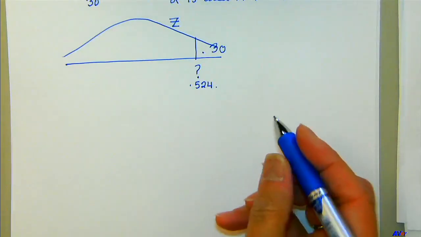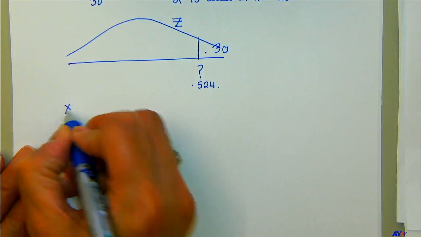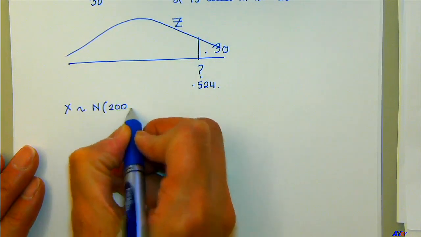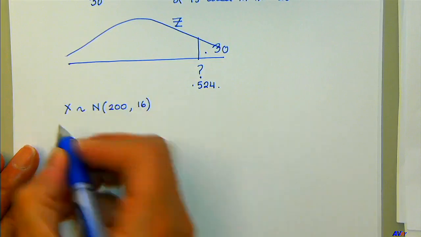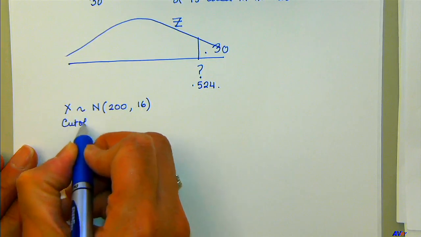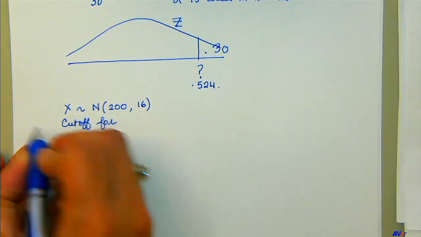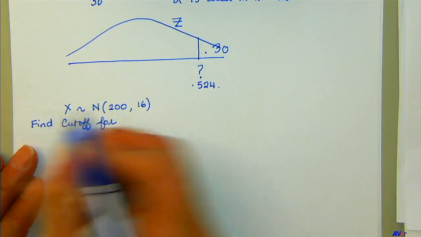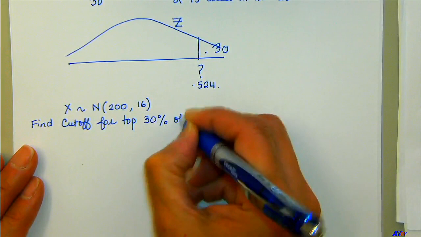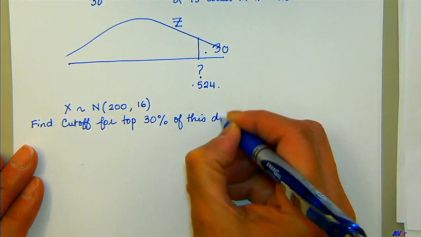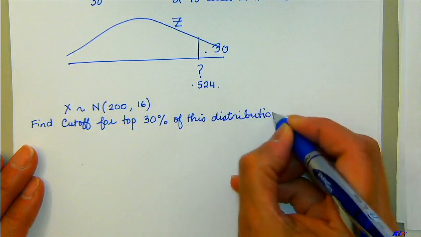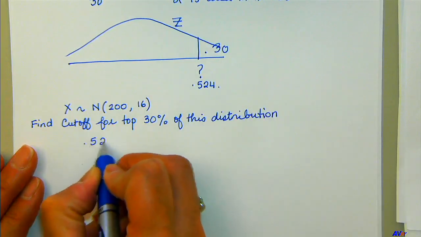So if the question says that x is normal with mean 200, variance 16, find the cutoff. Find the cutoff for the top 30% of this distribution. If that's the question, then you would say 0.524.